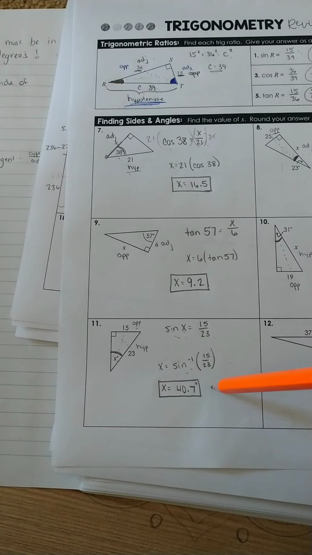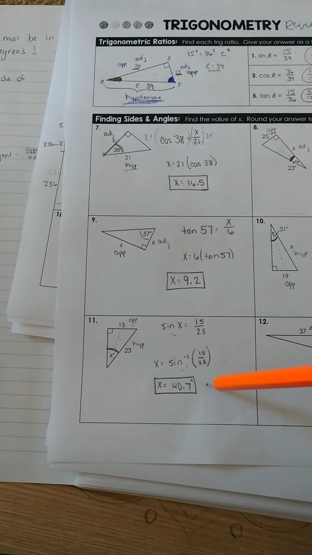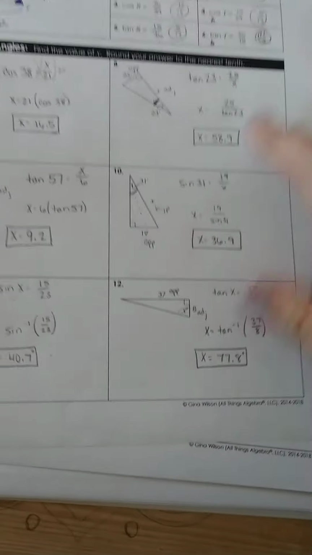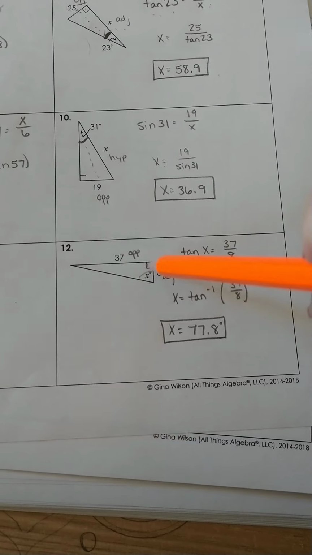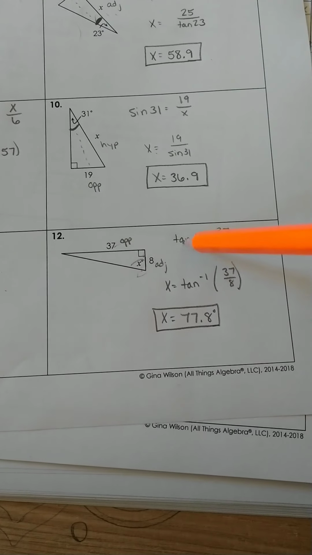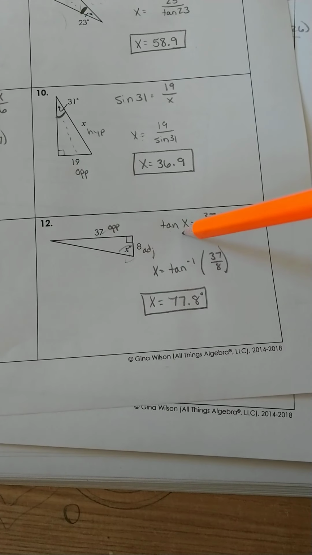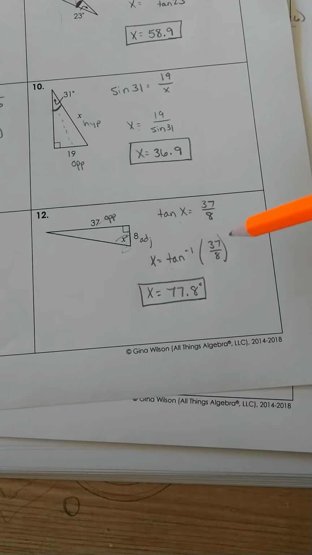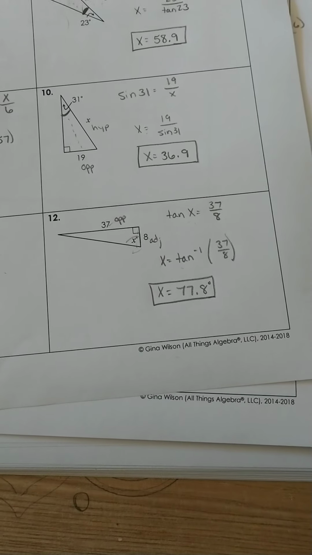If you do download Desmos, by the way, make sure that when you do this, your mode is in degrees, because Desmos has begun automatically setting to radians. I don't know why. So 12, same kind of thing. Our x is on the inside. In this case, we're given the opposite and the adjacent. That's tangent. So tangent of x equals 37 over 8. We don't want regular tangent. We want the inverse because we're trying to find an angle. So inverse tangent of 37 over 8 is 77.8 degrees.